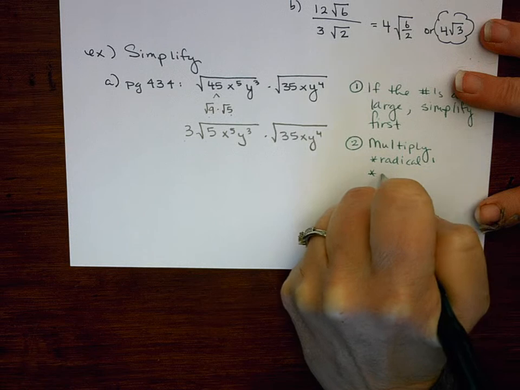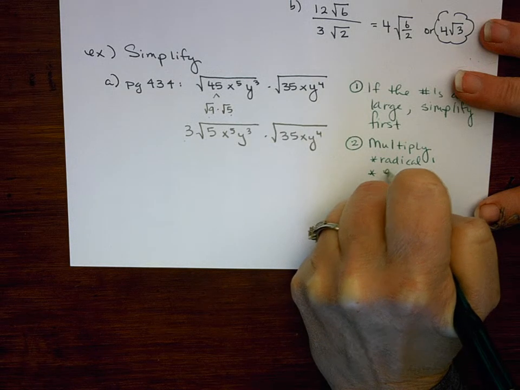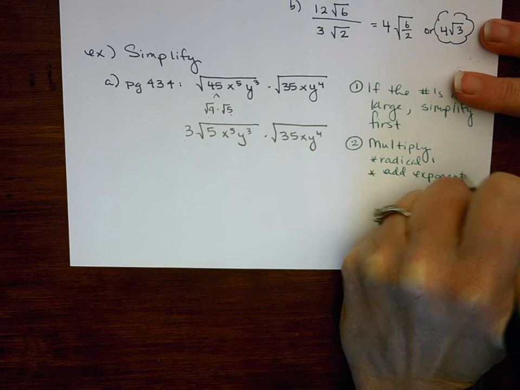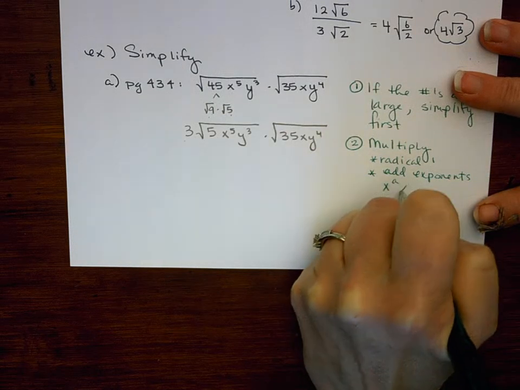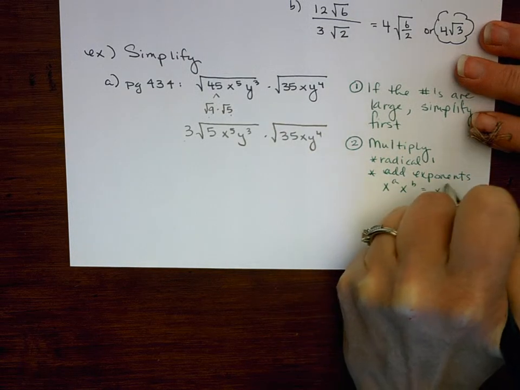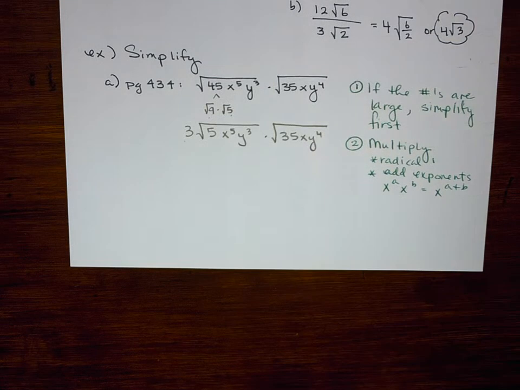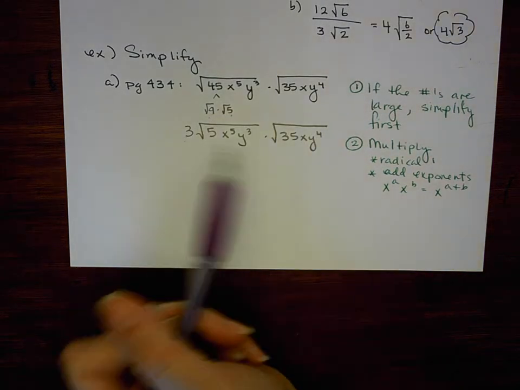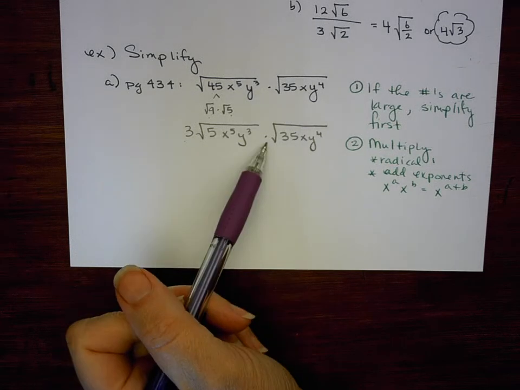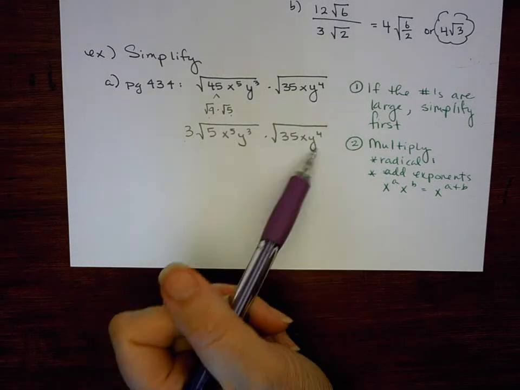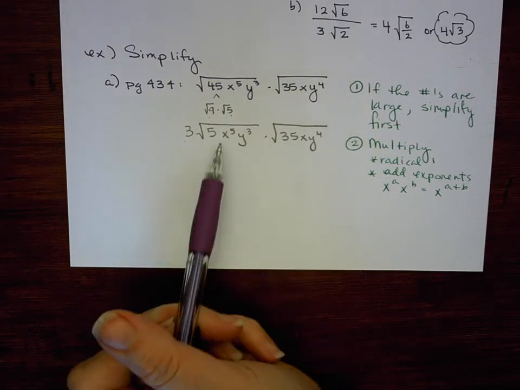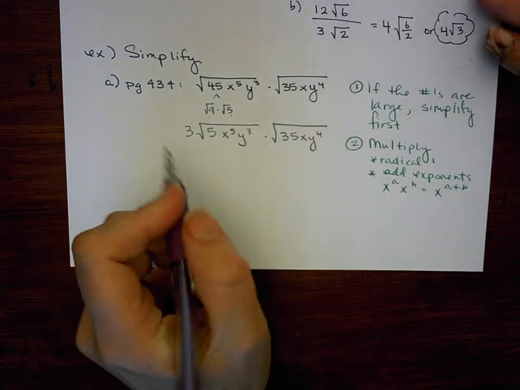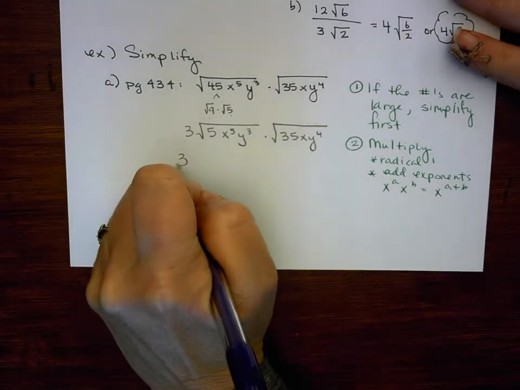Okay, and then just a little reminder, we add our exponents when we're multiplying. So just a quick reminder. Okay, so all I'm doing is I'm going to multiply. So if there had been a front number here, I would multiply those together. In this case, I'm just multiplying my radical terms together because there's nothing to multiply with the 3 other than maybe an implied 1. So the 3 is going to stay on the outside, so that'll be 3 times, again, 1.